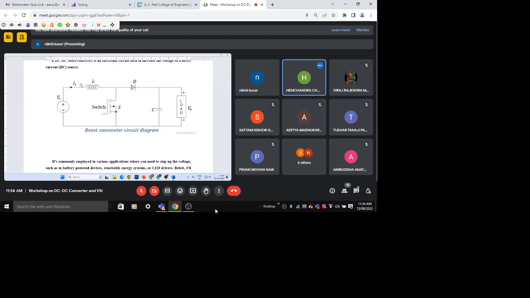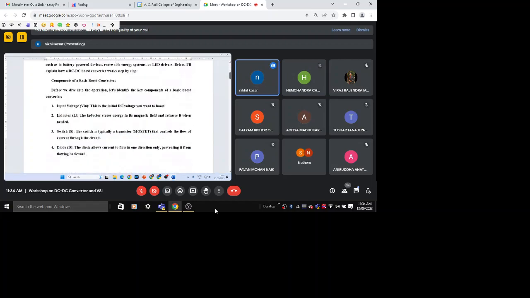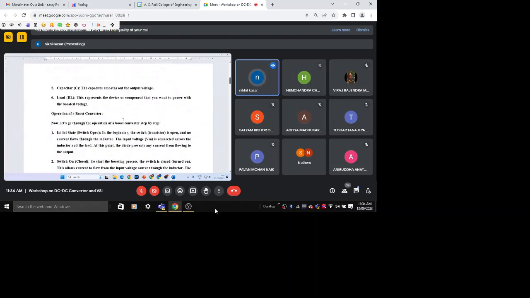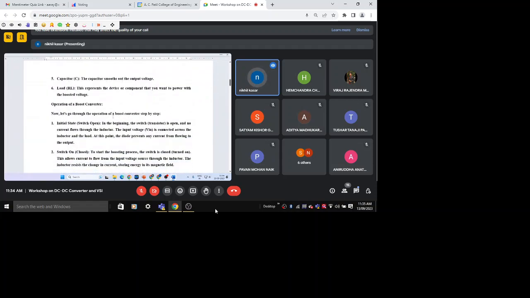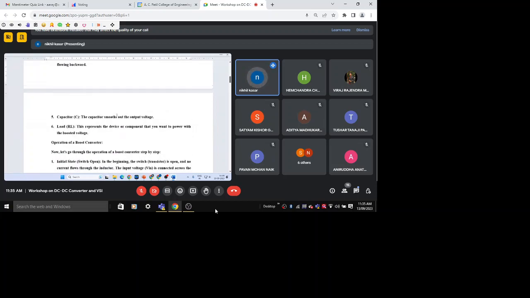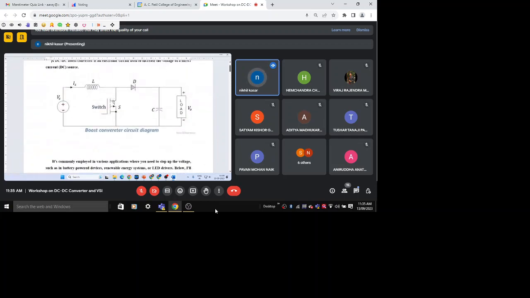Okay. Now, as the circuit diagram is clear with everyone, we will now discuss the operation of boost converter. Can anyone tell me if you know anything about the working of boost converter? How does this circuit work? Just a very simple question. I am not interested in a detailed answer. Try to understand.